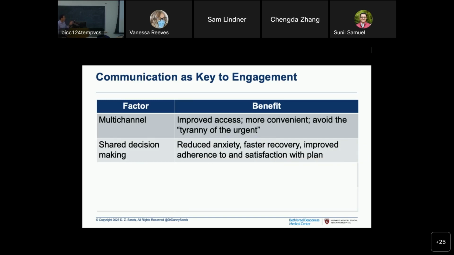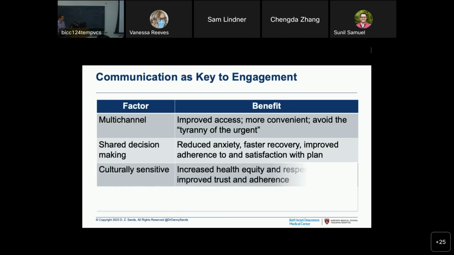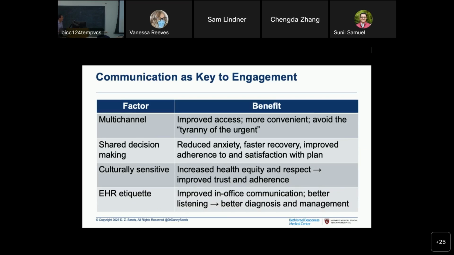Shared decision-making, another communications issue, leads to reduced anxiety, faster recovery, and improved adherence with and satisfaction to the care plan. We need to be culturally sensitive in our communications. We need to increase health equity and respect, which improves trust and adherence. And we need to have better EHR etiquette. I think I have a slide about that, I'm probably going to just skip through quickly.